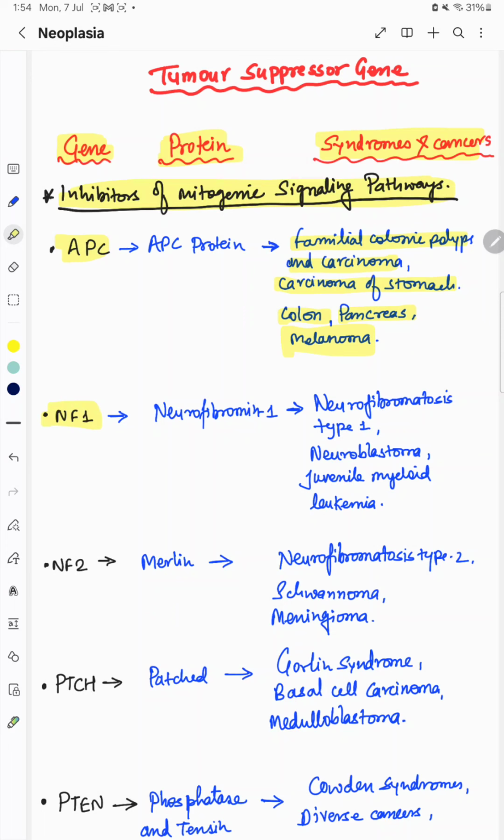Second gene is NF1, the neurofibromatosis 1 gene. Product of this gene is neurofibromin 1. Mutation of this gene will result in neurofibromatosis type 1, neuroblastoma, juvenile myeloid leukemia. NF2 gene, the protein encoded by the NF2 gene is Merlin. Mutation of this gene will result in neurofibromatosis type 2, schwannoma, and meningioma.